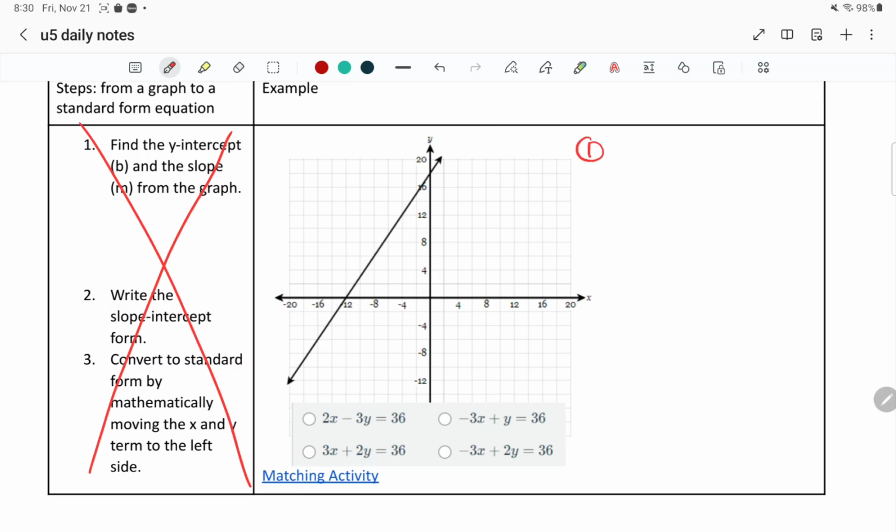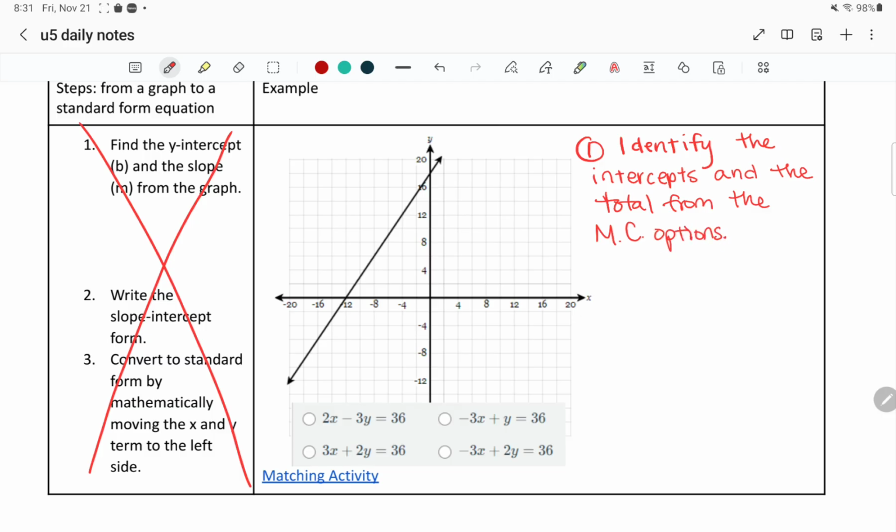So, step 1 is identify the intercepts, we're just going to say the intercepts to save time, and the total from the, we're going to say, multiple choice options. Okay, these questions are going to be multiple choice, which is awesome.